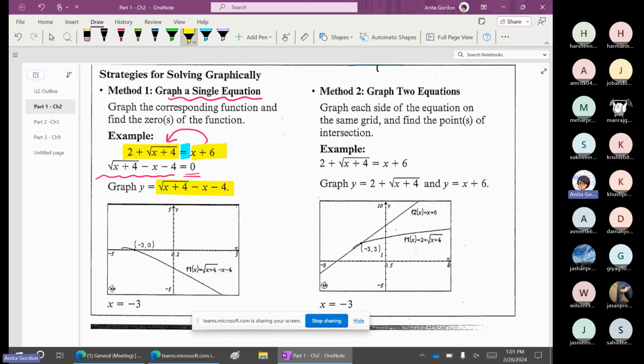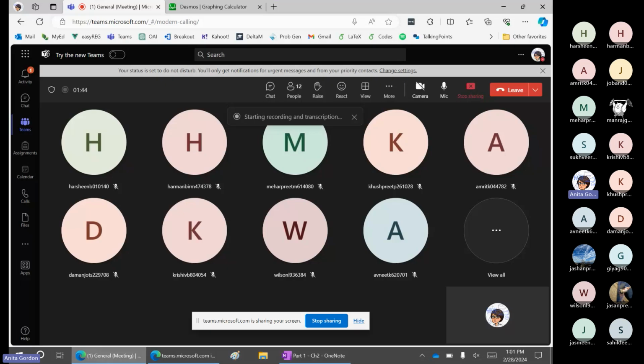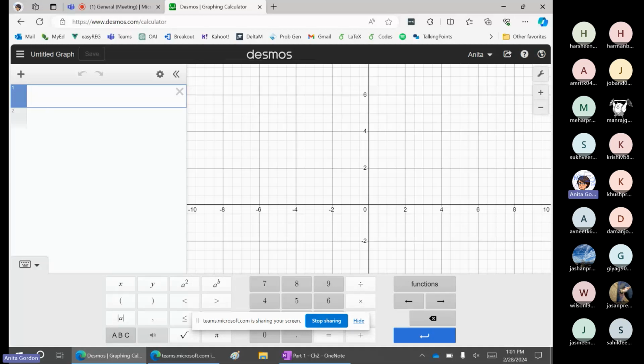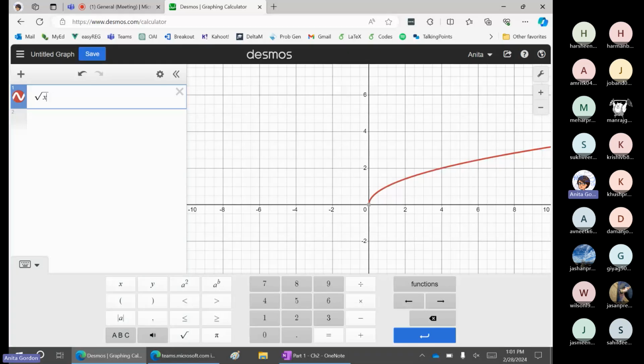So here, I'm going to switch over to Desmos. You can just watch me on your screen there. I'm going to type in the equation square root x plus 4, and I have to step sideways to get out of the radical, minus x minus 4.